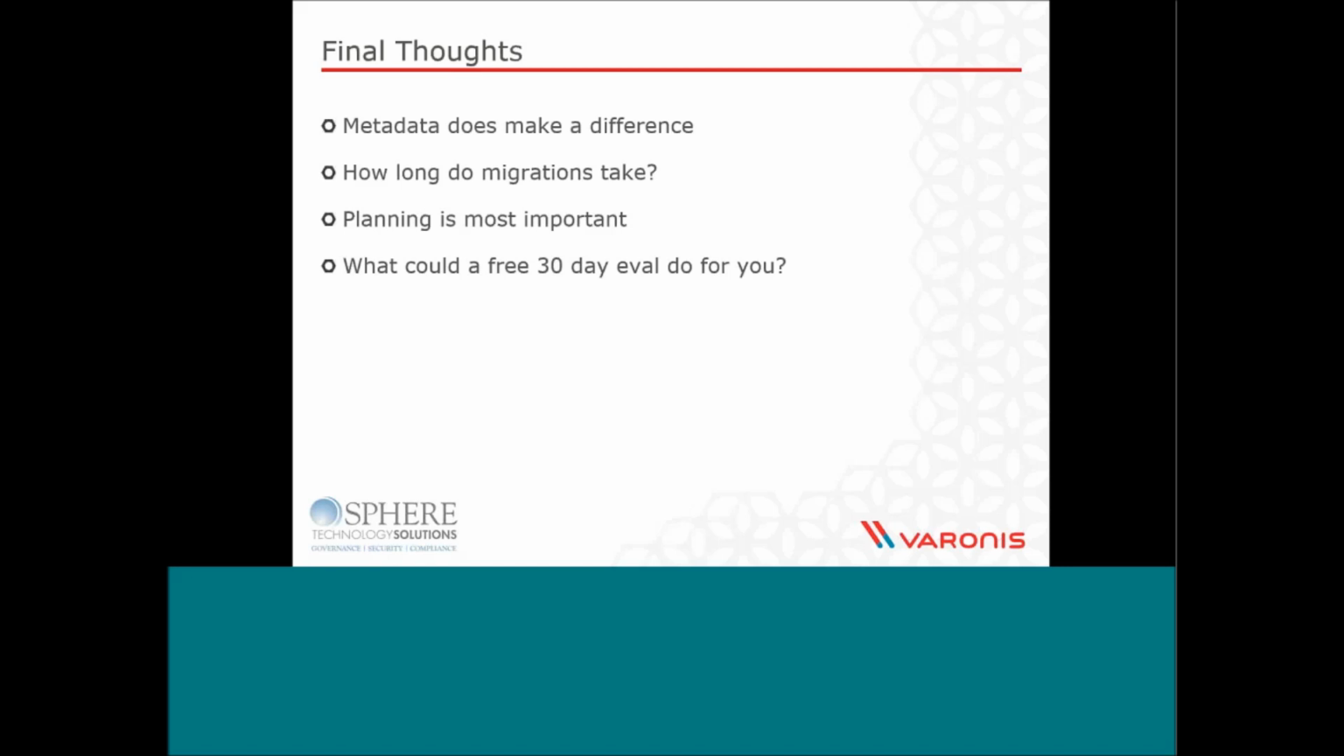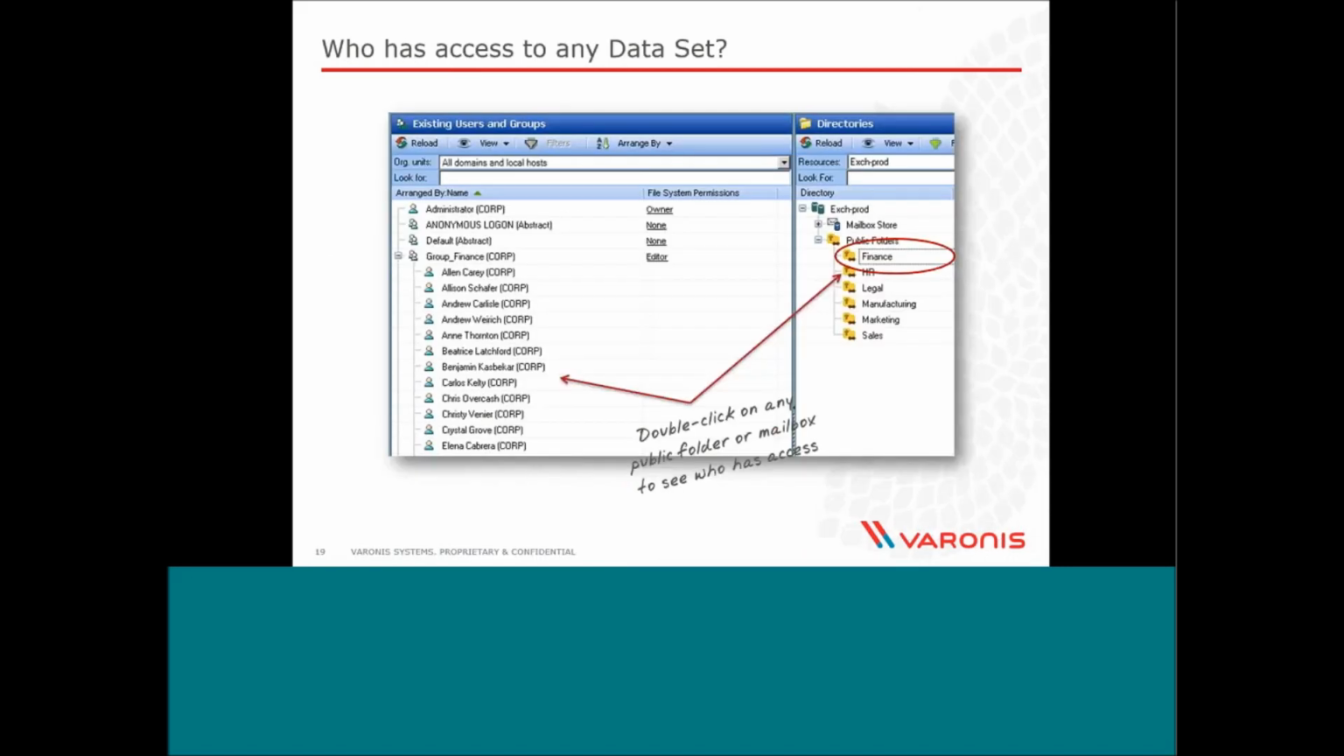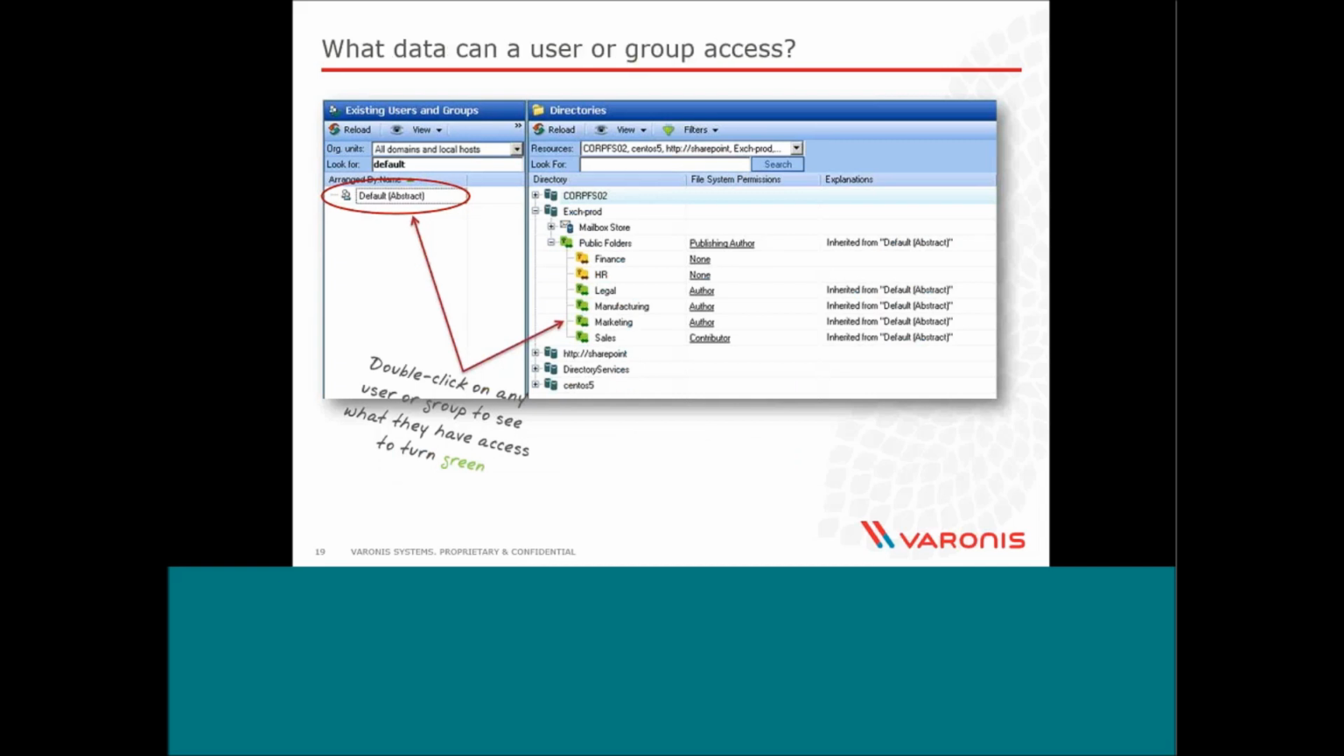So a couple things just about the evaluation. Typically we come in and install in about an hour or so, or in the morning, go to lunch and come back and look at some data. You'll be able to double click on any public folder or mailbox and see all the groups and all the constituent users that have access, as well as the level of access they have to that public folder. By the way, this works on Windows shares, Unix shares, NAS devices, SharePoint, and Active Directory as well. You can double click on any user. Here's that dreaded default user, right? Then you can see where the default account has access, or any user or group you can see.